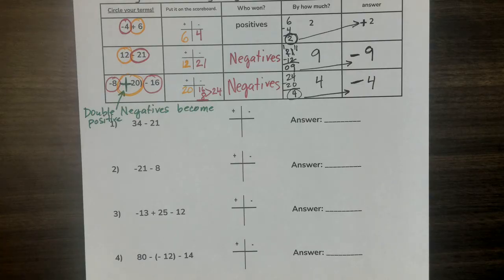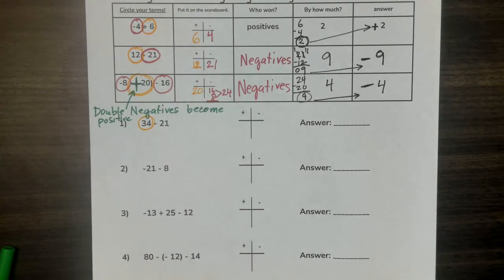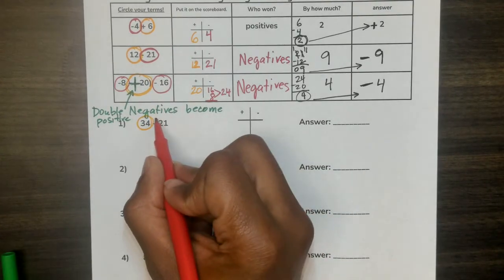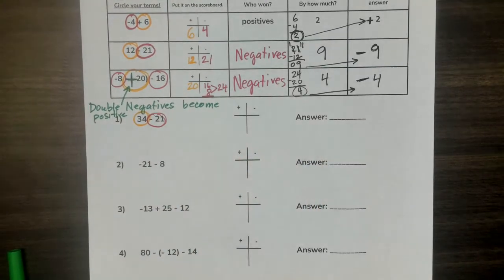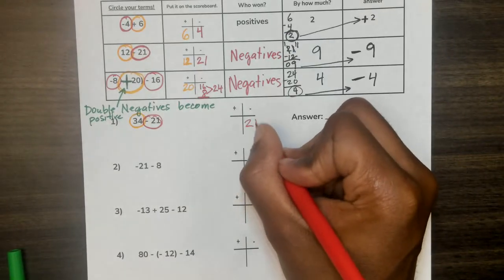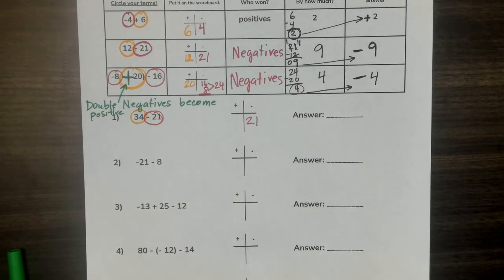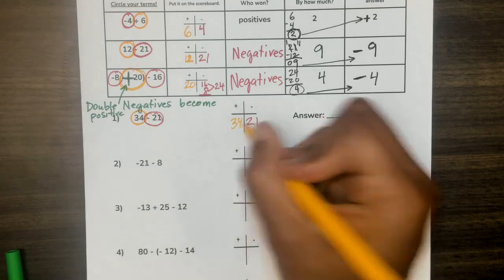So number 1, let's look at number 1. We have a positive 34. We're going to keep the same idea, circle our terms. We have a positive 34, and then we have a -21. So we're going to fill out our scoreboard. Negative team scored 21 points, so that goes over here. Positive team scored 34 points, so that goes over here.